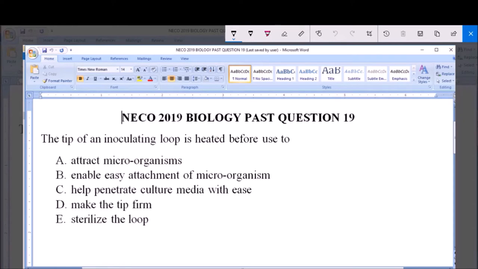Hello, good day, and welcome. I will be answering NECO 2019 Biology past question 19. The tip of an inoculating loop is heated before use to A. Attract microorganisms. B. Enable easy attachment of microorganisms. C. Help penetrate culture media with ease. D. Make the tip firm. And E. Sterilize the loop.